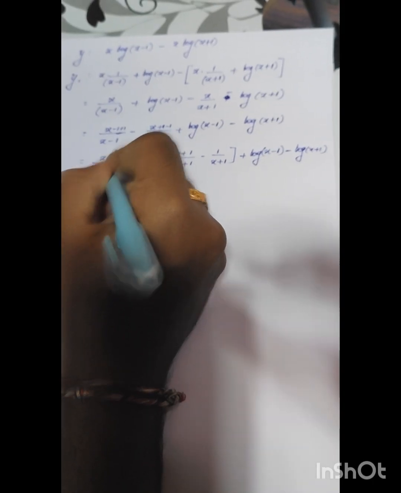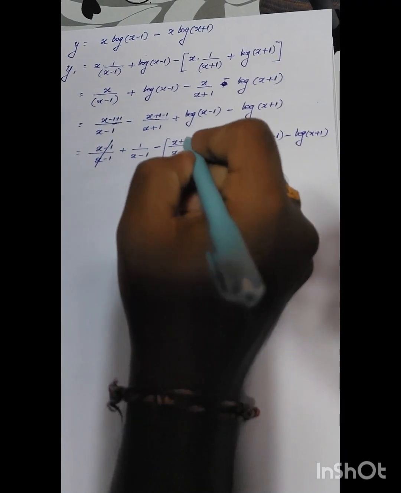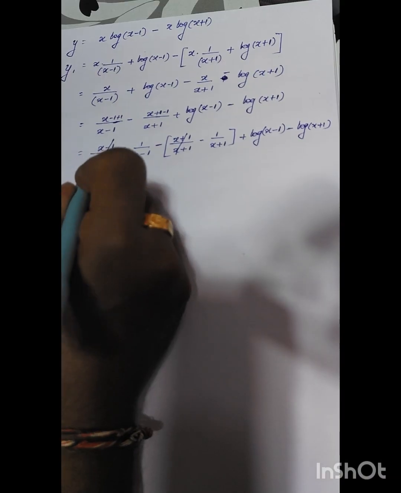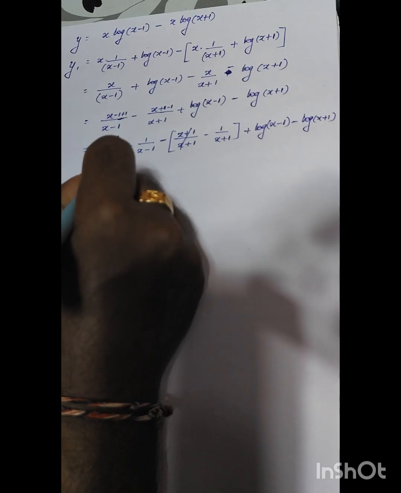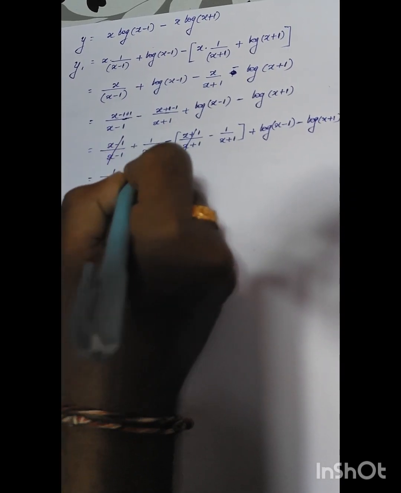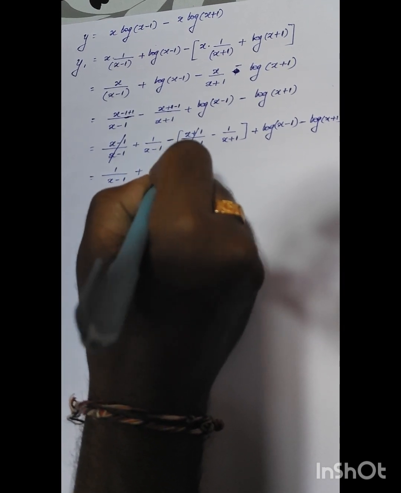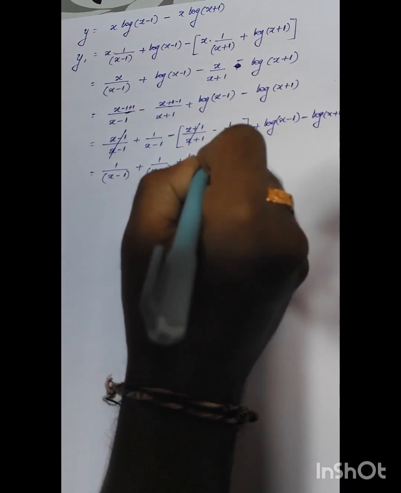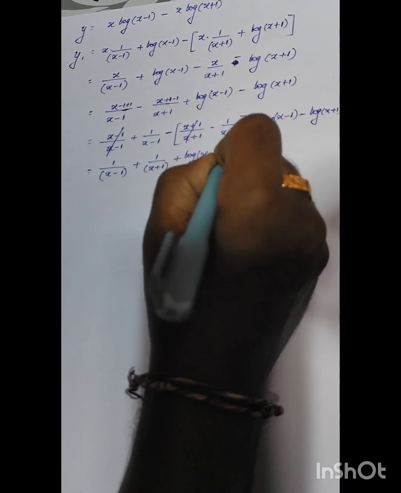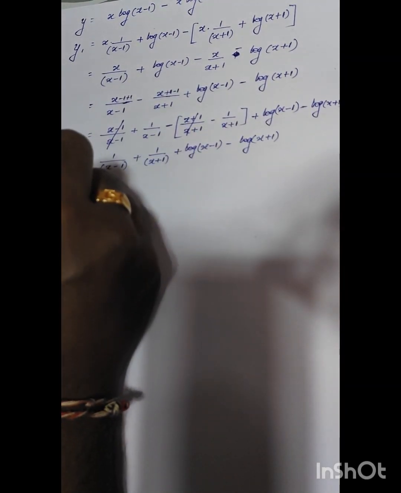So here x minus 1 divided by x minus 1 we can cancel, and the same way x plus 1 divided by x plus 1 we can cancel. Whatever is remaining, 1 minus 1 will become 0, so we need not write that. So 1 divided by x minus 1, and minus into this minus will make it plus 1 over x plus 1, and this will become plus log of x minus 1 minus log of x plus 1. So this is our y1.